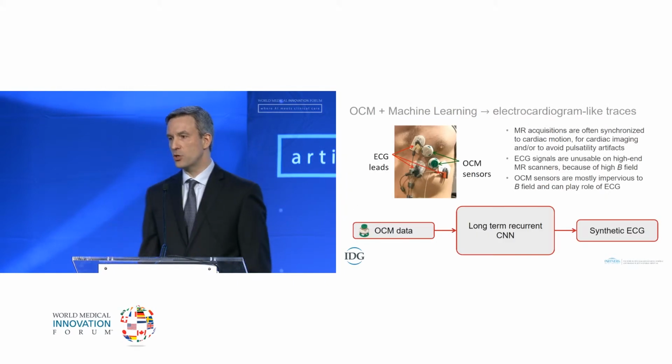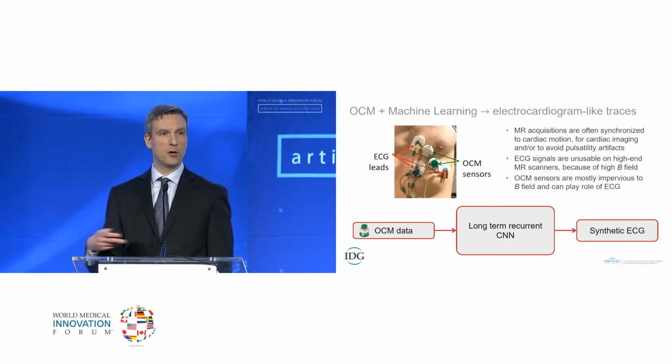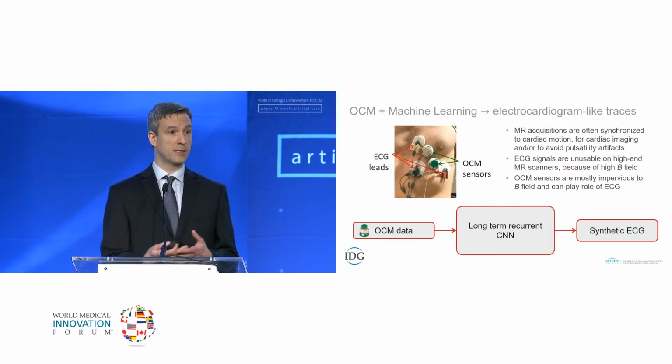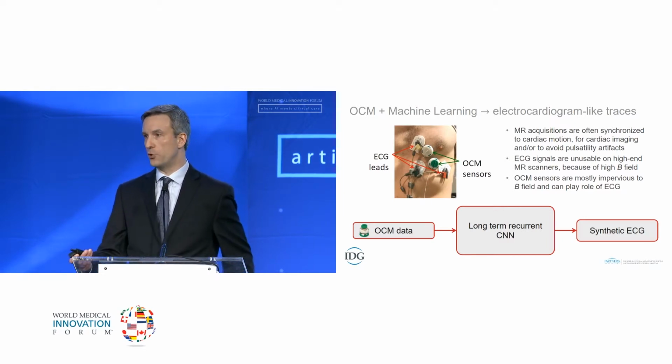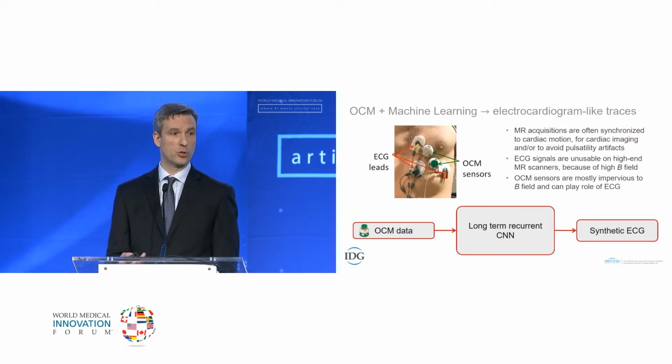In a second application, we placed a couple of sensors over the heart, and the rest of the hardware that you see here are product MR-compatible ECG leads. Now, electrocardiogram signals are useful in MRI because they allow the scanner to time or synchronize its data acquisition with the beating motion of the heart. And of course, that's very useful in cardiac imaging, but that can be useful in other applications also. For example, to avoid artifacts associated with the pulsatile nature of blood flow.